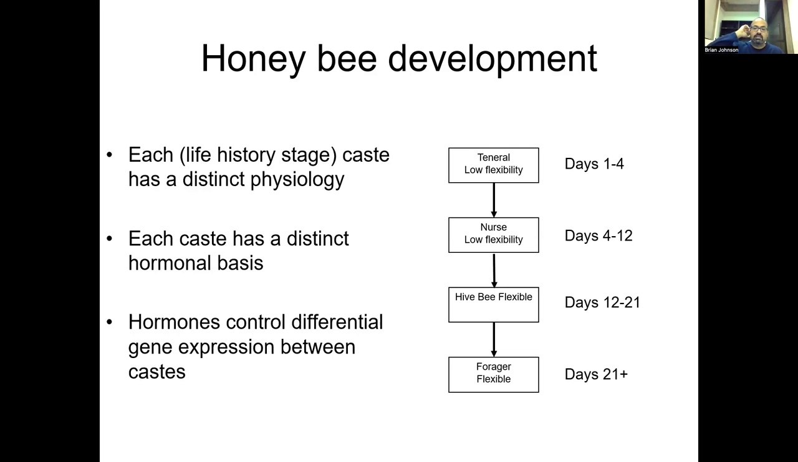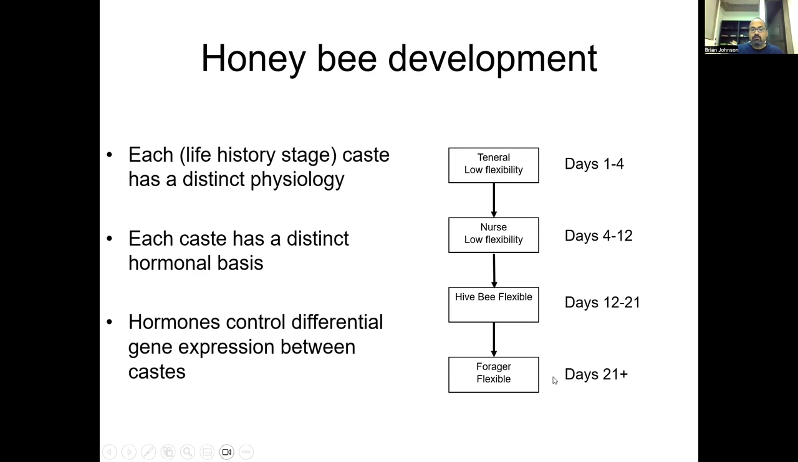And so to flesh out these castes a little bit more, there's the first, newly emerged bees. These are in that state typically up until day four, well, really day three. By day four, they're a nurse. They tend to stay a nurse until about 12 days of age. Then they become a middle-aged bee. Sometimes these are called hive bees as well. They stay in that state for about 10 days.